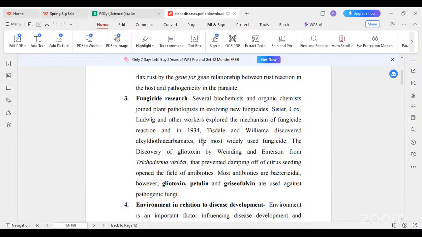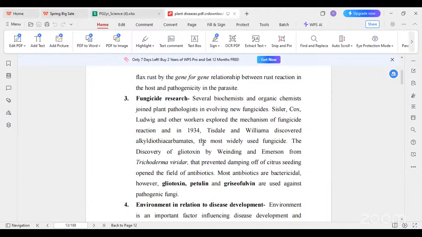The third one, fungicide research. Several biochemists and organic chemists joined plant pathologists in evolving new fungicides.